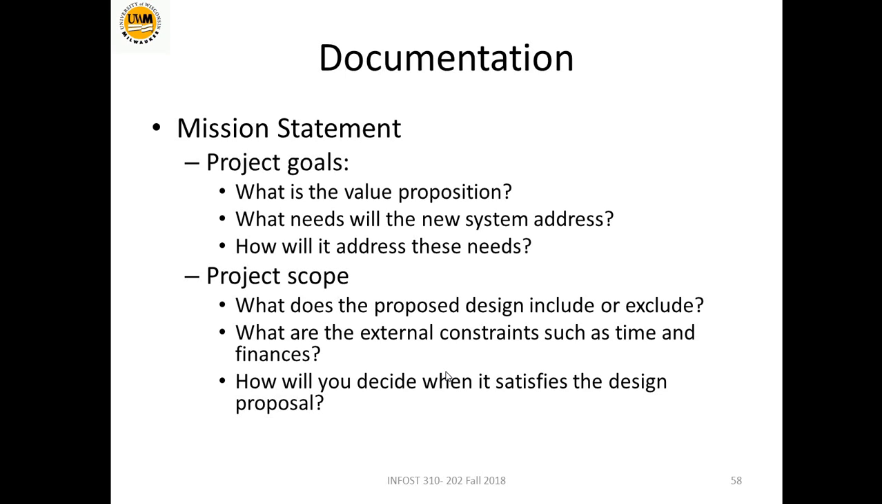All that was discussed and done before should be documented. We should have a mission statement that contains the project goals, what the value proposition is, what needs the new system will address, how it will address these needs, what the project scope is, what the design will include or exclude, and what the external constraints are in terms of time, finance, compliance, etc. How will you decide when it satisfies the design proposal?